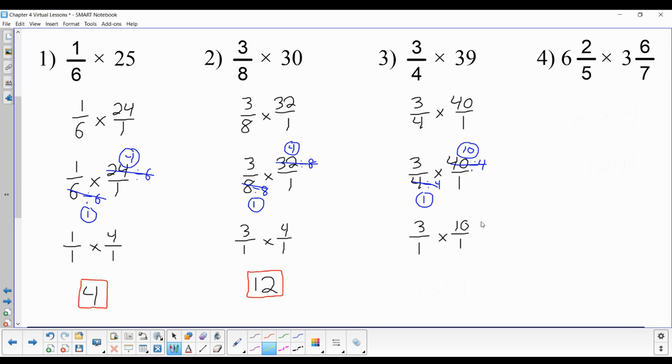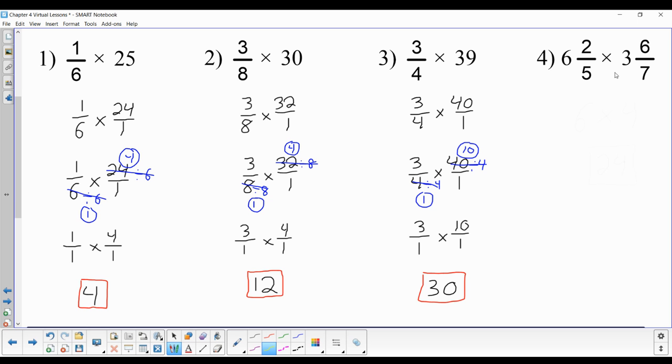times 10. You multiply your numerators, 3 times 10 is 30. And then you multiply your denominators, 1 times 1 is 1, and 30/1 is just 30. So that's how you would multiply when you have a fraction times a whole number. When you have two mixed numbers, it's actually, I think, a little easier. Just round the number to the nearest whole number.